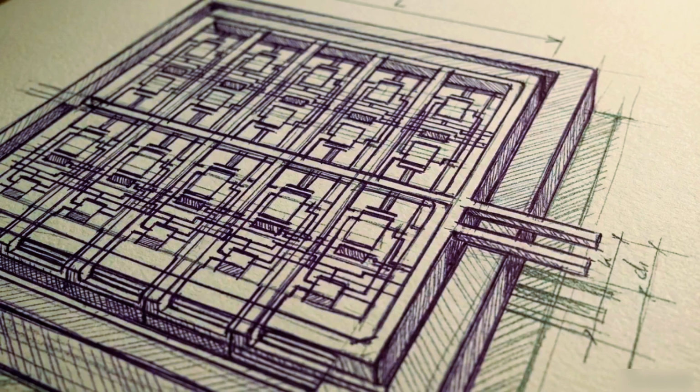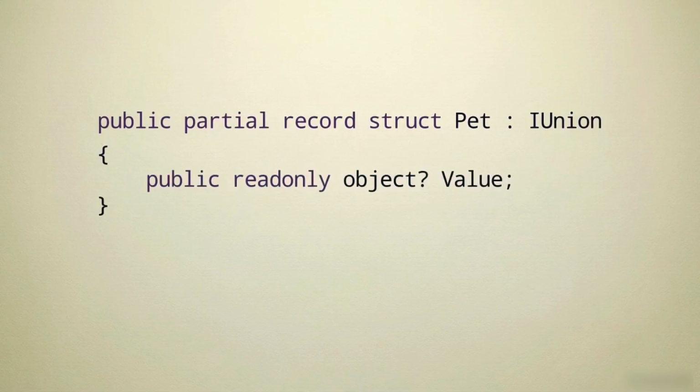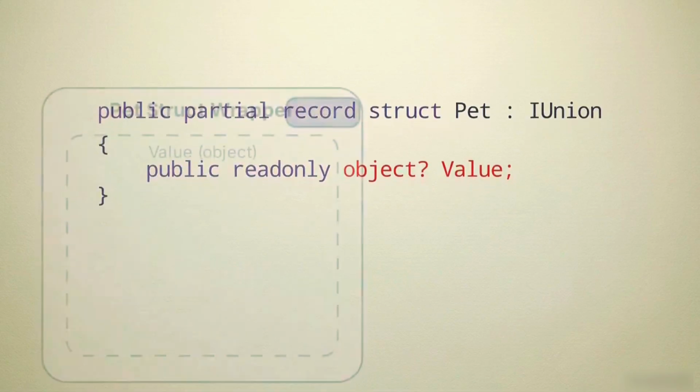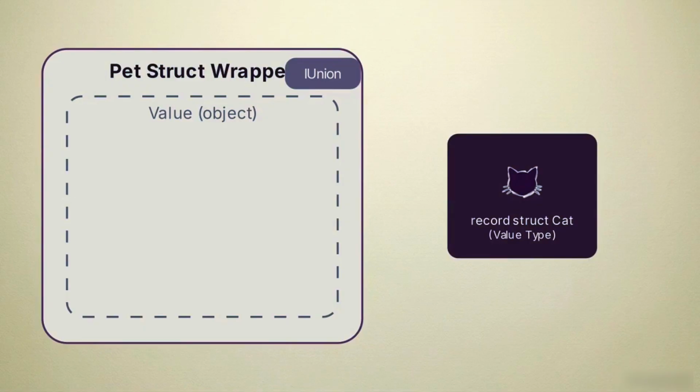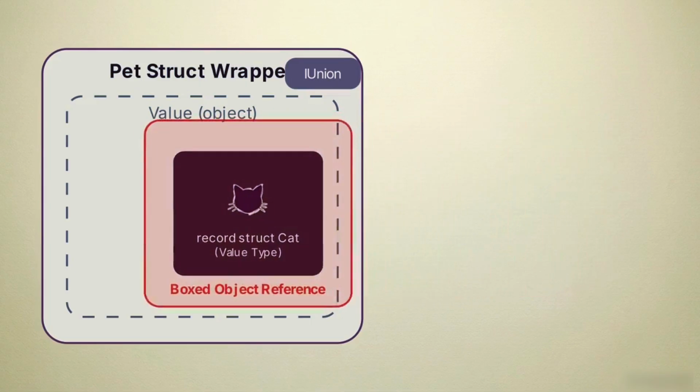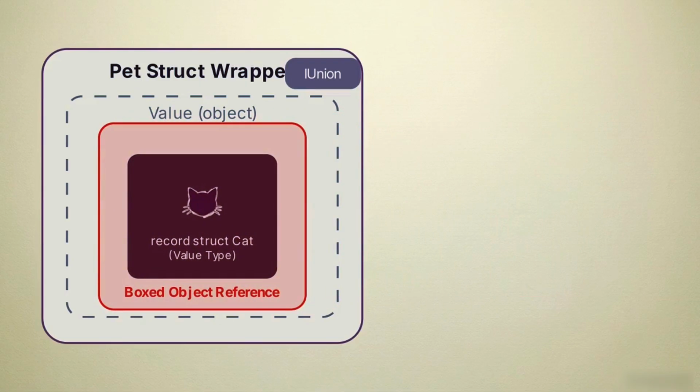To use these structures in high-throughput environments, we must examine how the compiler translates them into physical memory. While some languages use simple memory tags, C#15 generates a structural wrapper, a partial record struct that implements an IUnion interface. Inside this struct is a single read-only object property that stores your data. This design allows almost any type to be stored as an object reference, but it introduces a performance trade-off for value types. When you assign a value type, such as a record struct cat, to this union, it is boxed.